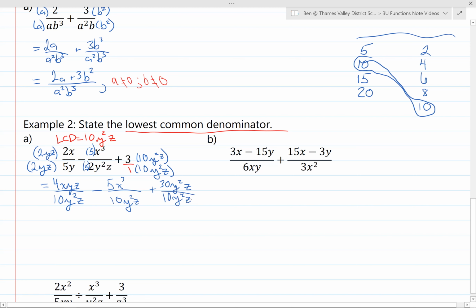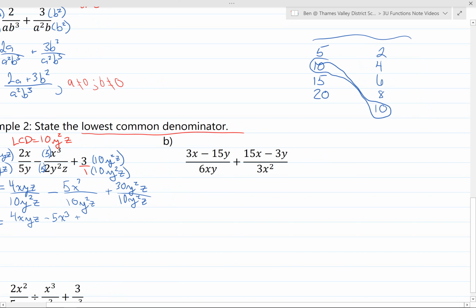Okay, perfect. Now at this stage, I have 3 different fractions. They all share a common denominator, so I can write them in as one fraction. My numerator is 4xyz minus 5x cubed, and I'm just adding all the numerators together, not forgetting that subtraction sign, plus 30y squared z.